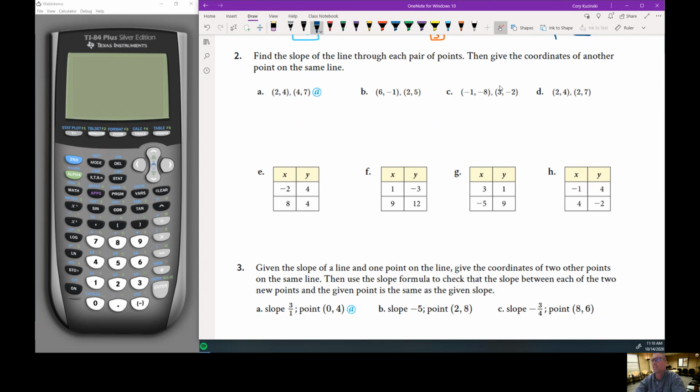Then we're going to give coordinates of another point on the line. Now, there's an infinite number of points that fall on a line. I'm only going to give one, in a couple cases maybe talk about a second. All right, so slope. Let's do change in y. I can do 7 minus 4 or 4 minus 7, it doesn't matter, but whatever order I choose for my y's, I have to do it in the same order for my x's. So I'll do 4 minus 2.